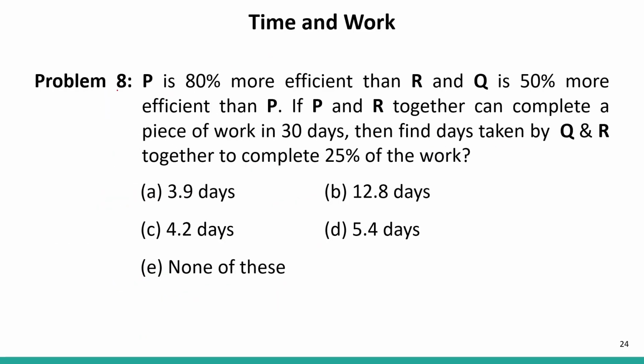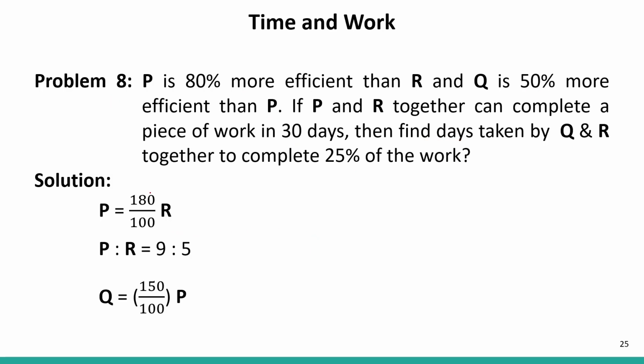Okay, let's go forward with problem number 8. P is 80% more efficient than R, and Q is 50% more efficient than P. If P and R together can complete a piece of work in 30 days, then find the days taken by Q and R together to complete 25% of the work. Let's see which among these 5 is actually correct.